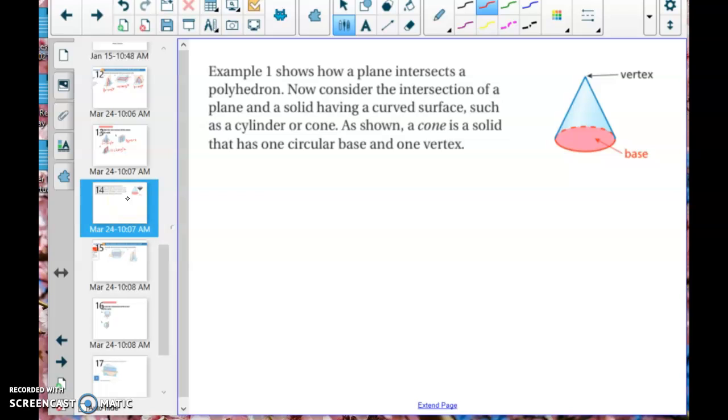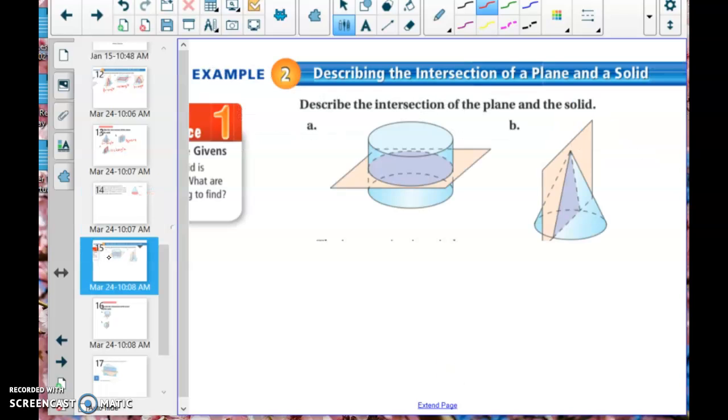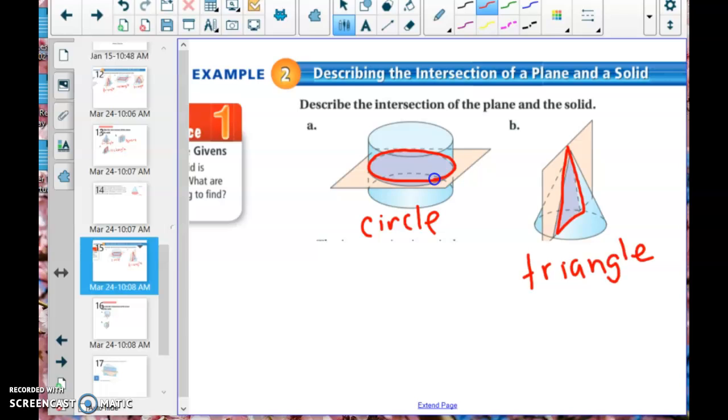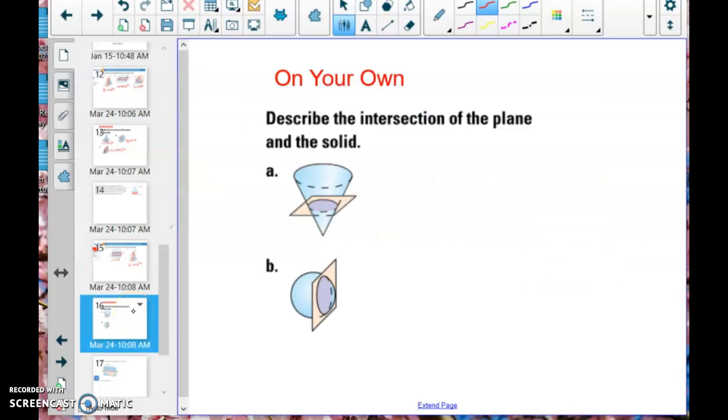Example 1 shows how a plane intersects a polyhedron. Now consider the intersection of a plane and a solid having a curved surface, such as a cylinder or a cone. As shown, a cone is a solid that has one circular base and one vertex. So if my plane slices through a circular shape, that means the resulting shape here is going to be a circle. If this slices through here, that means your resulting shape is going to be a triangle. You can pause the video and do those two on your own.